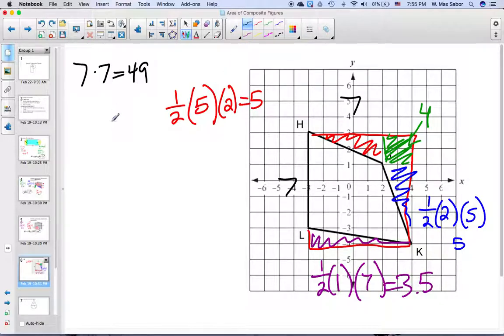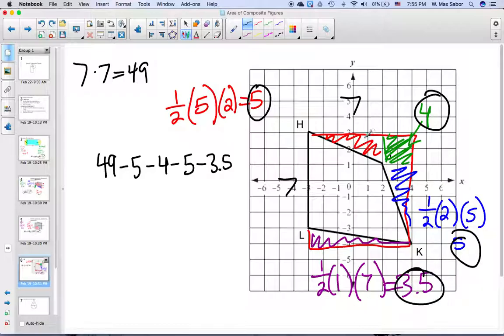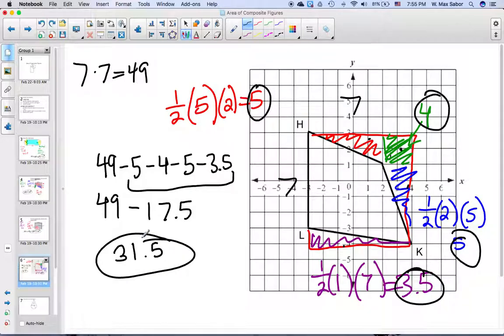So overall, we have 49, and we want to subtract 5, 4, 5, and 3.5, representing the 4 different shapes that we're subtracting out. If you add up these pieces, this is the same thing as subtracting 17.5. And then 49 minus 17.5 is 31.5. So that's our area of the quadrilateral inside.